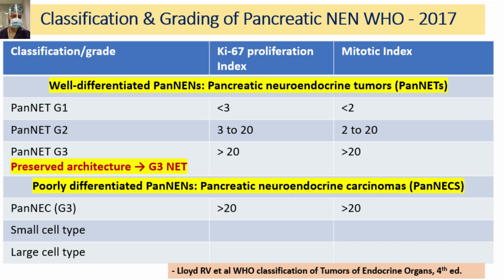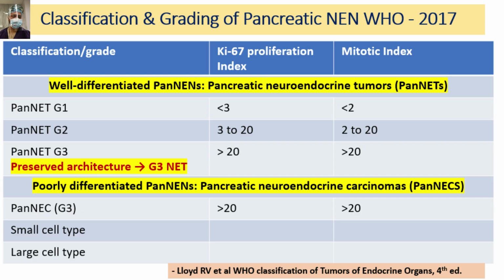People always confuse between the pancreatic neuroendocrine carcinoma and pancreatic neuroendocrine tumor grade 3. So what is the difference? When the architecture is preserved, then we grade it as pancreatic neuroendocrine tumor grade 3. When the architecture is lost, and the pathologist says there's no clear picture whether it's an adeno or a neuroendocrine, I cannot say, then it is usually a picture of neuroendocrine carcinoma. So that will be grade 3.